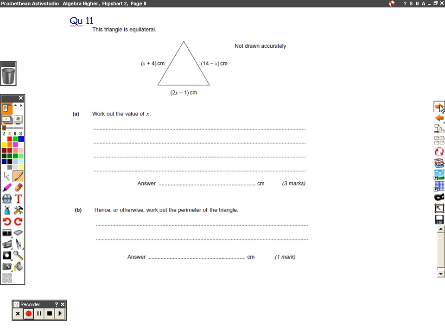Okay, question 11. Triangle is an equilateral. Now that's an important piece of information, that it's an equilateral triangle, so you know that the sides are equal. Work out the value of x. So what I'm going to do, I'm going to let x plus 4 equal 14 minus x, because we know that it's an equilateral. I'm going to put my line down and rearrange. Remember, if you've got x's on both sides, move the smallest x first. So minus x comes across as plus x. 2x plus 4 is equal to 14.